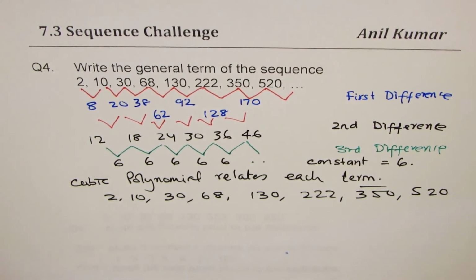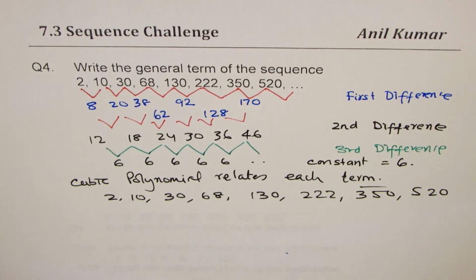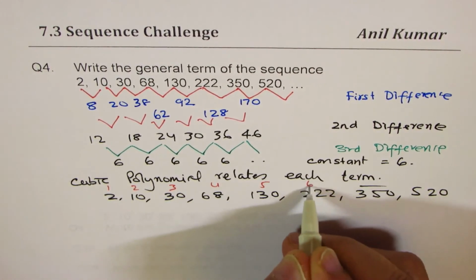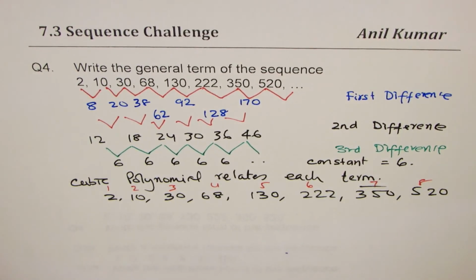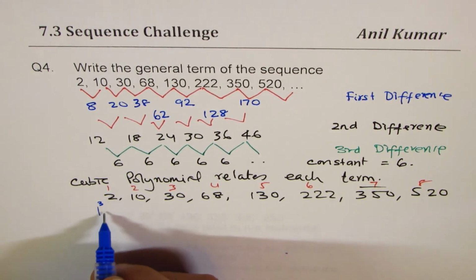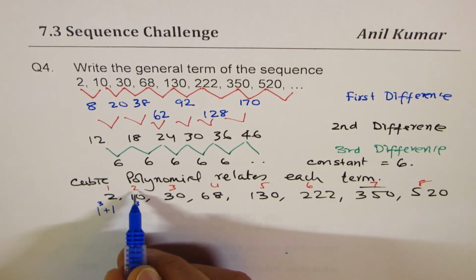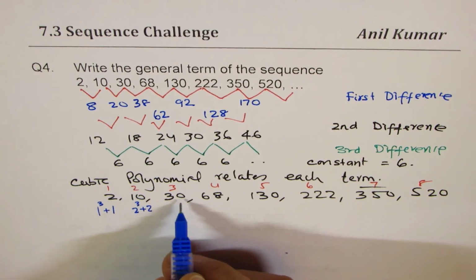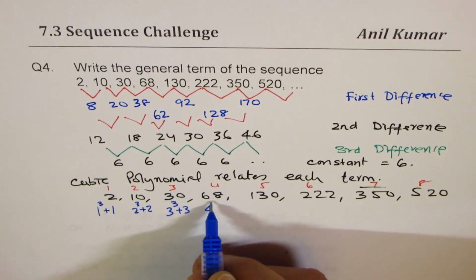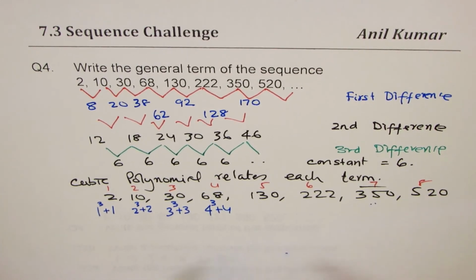Now we know it is cubic, correct? So let me write down the term numbers on top of them: 1, 2, 3, 4, 5, 6, 7, 8, and so on. So how is it related to the cube? If I do 1 cube, to get 2, I have to add 1. For 10, 2 cube is 8, 8 plus 2 is 10, and for 30, 3 cube is 27, plus 3 is 30. 4 cube is 64, plus 4 gives you the term, right? Let me check this now.